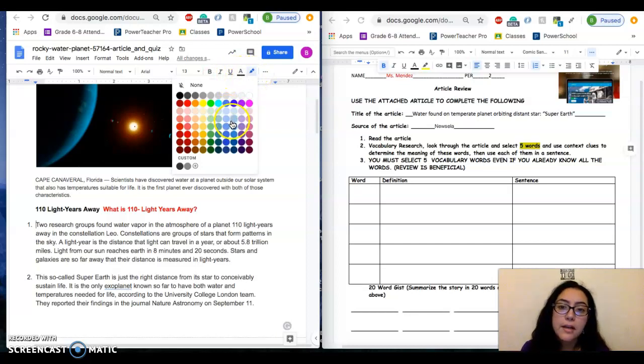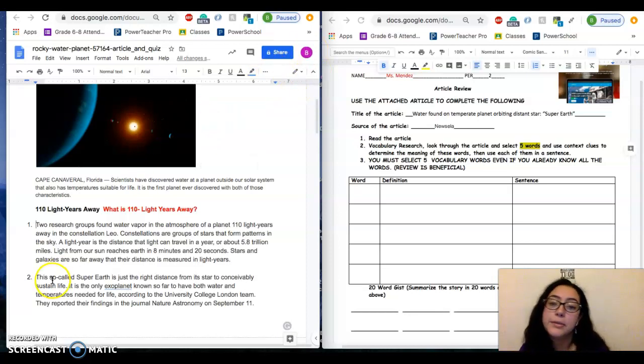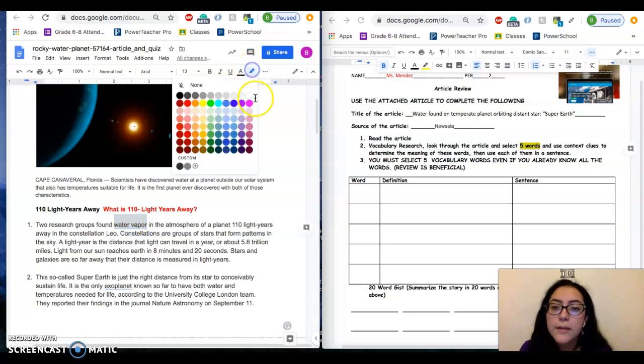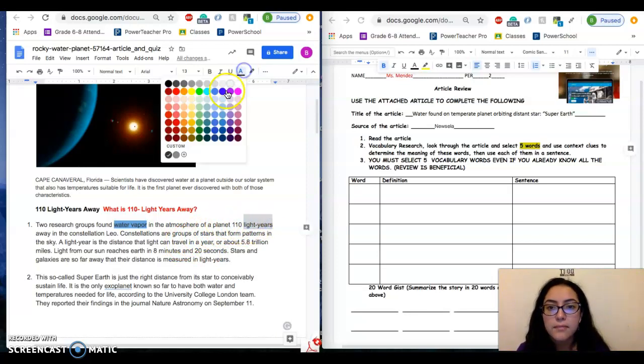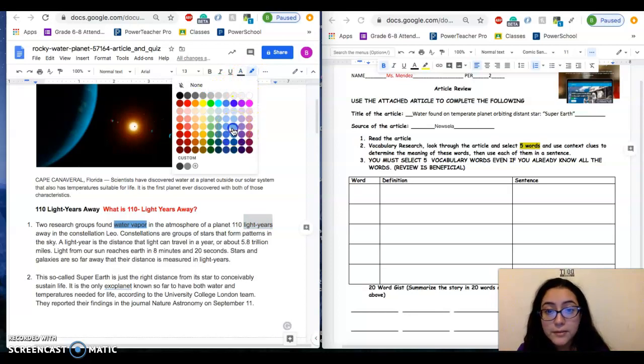So first things first, I'm going to select a color to be my highlighter. I like blue. If you remember the video from last week, blue is going to signify words that I don't know, or words that I mostly don't use, or words I find intriguing. So, water vapor. I don't know what water vapor is. So I like the word water vapor. So I'm going to highlight water vapor. Light years. Yeah, light years. Not in my vocabulary. I don't use that often.